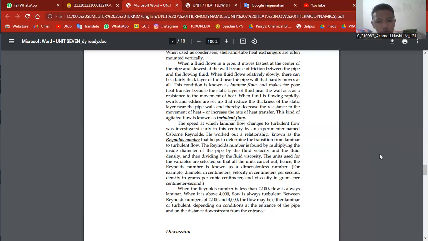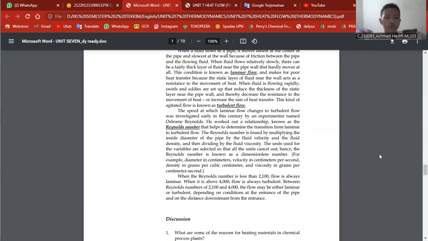the movement of heat. When fluid is flowing rapidly, swirls and eddies are set up that reduce the thickness of the static layer near the pipe wall, and thereby decrease the resistance to the movement of heat, or increase the rate of heat transfer. This kind of agitated flow is known as turbulent flow.